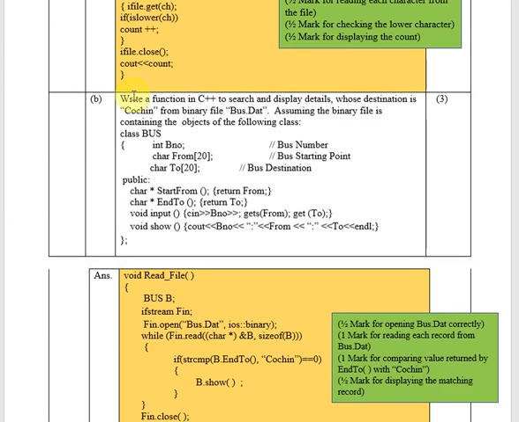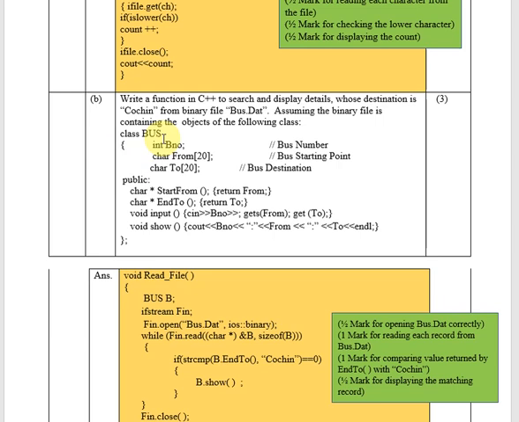Now part B is: write a function in C++ to search and display details whose destination is Cochin from the binary file bus.dat, assuming the binary file is containing the objects of the following class. So you have to write a function search and it will display the details of the destination Cochin from the file bus.dat. So let us see the class first, of which objects are written in the binary file.